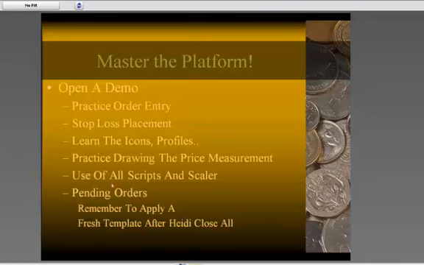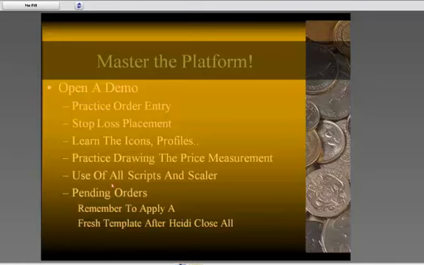Okay. Number one, most of you already have this handled, but it's very important. If you cannot master the platform, you will never be a master trader. It's that simple. If you're fumbling with the scripts and you can't execute and you can't move your stops and you can't set a take profit, how the hell are you going to trade? So I want you to get out of here, open a couple of demos. They're free. Practice your order entry, your stop loss placement, learn the icons, learn what the profiles mean, practice drawing on the chart. Use all the scripts and scalar I provided for you.